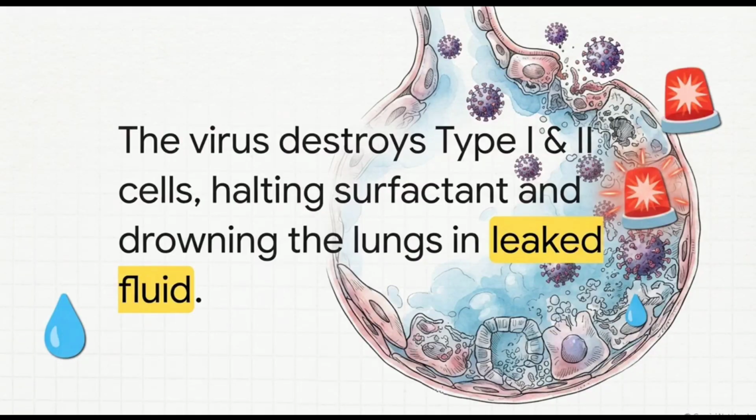Let's look a little closer at primary viral pneumonia. The influenza virus directly attacks and destroys our type 1 and type 2 alveolar cells. When it destroys those type 2 cells, it completely halts the production of surfactant, which causes the tiny air sacs, the alveoli, to collapse. Meanwhile, destroying the type 1 cells makes the local capillaries incredibly leaky, so protein-rich fluid just floods right in, literally drowning the lungs from the inside out. This is known as acute respiratory distress syndrome, or ARDS, and it requires intense, immediate hospitalization.